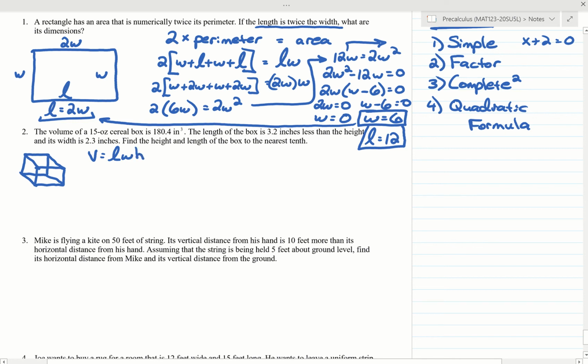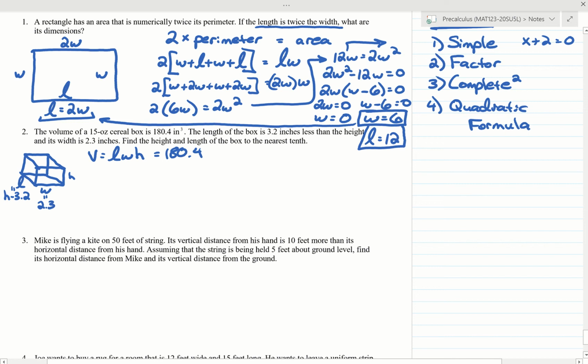Doesn't really matter. In this case, it says that that volume is equal to 180.4 cubic inches. And we have a length, we have a width, and we have a height. Let's see if we can make some substitutions here. The length of the box, L, is 3.2 inches less than the height. So whatever the height is, we're going to subtract 3.2, and that's going to be what L equals. And the width is 2.3 inches.